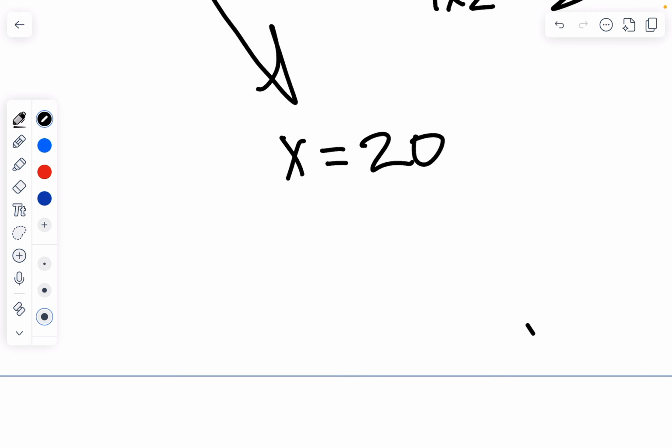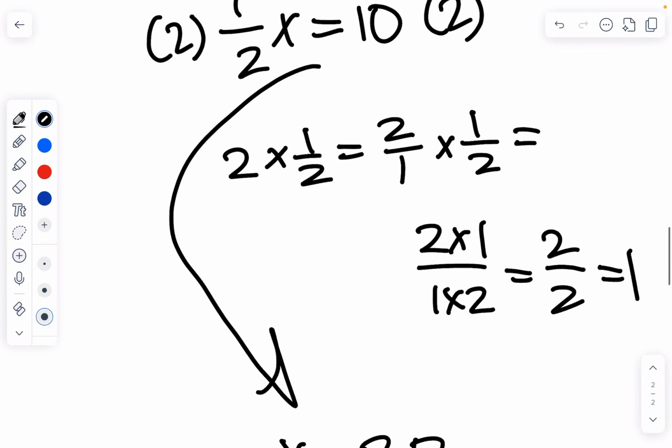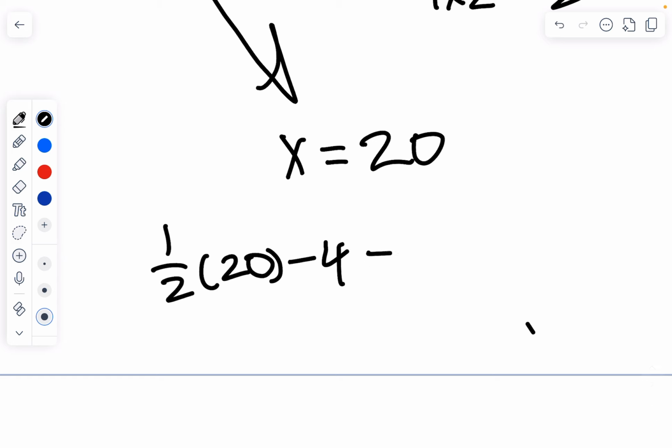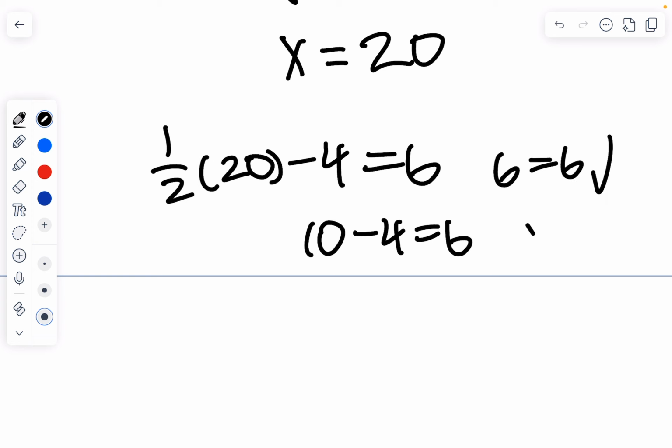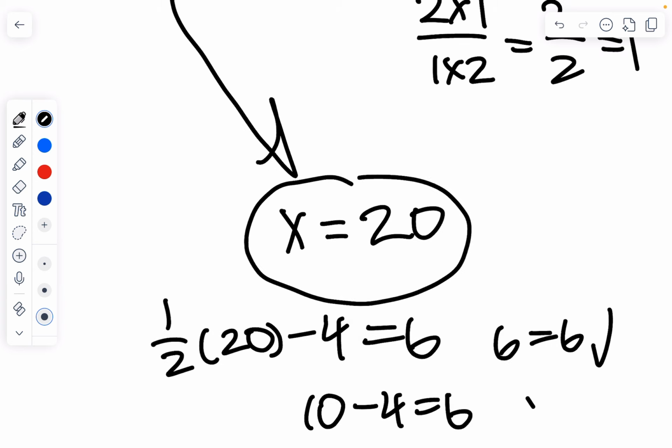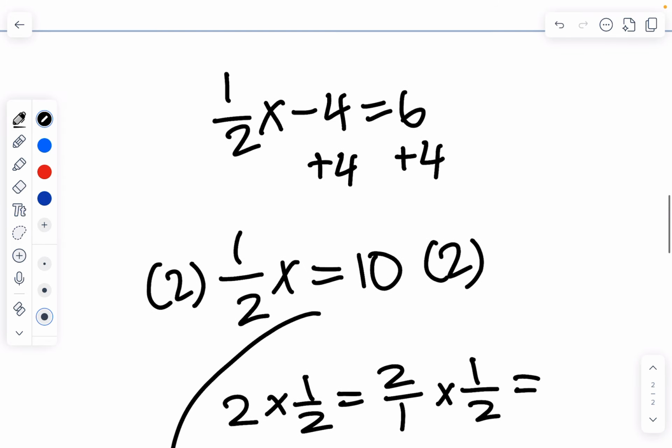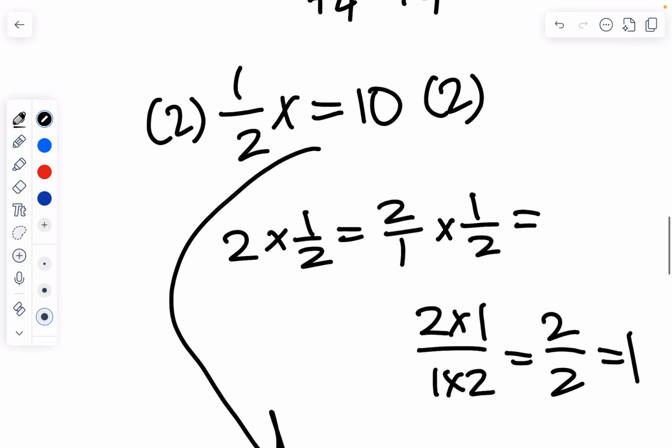So let's make sure we check our answer. So 1/2 times 20, and then we minus 4, should equal 6. So 1/2 times 20 is just 10, because you're doing 20 over 2, which equals 10. So 10 minus 4 is equal to 6. And that's just 6 equals 6, which checks out, which makes x equals 20 a solution to our equation 1/2 x minus 4 equals 6.